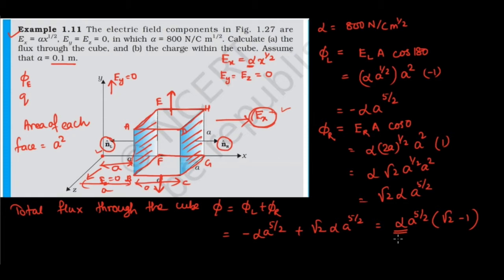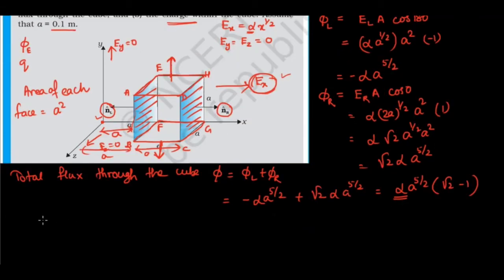And the next thing is that we have to find the charge within the cube. What is the charge within the cube? According to Gauss law, the total electric flux is equal to Q by epsilon naught, where Q is the charge enclosed within the surface.